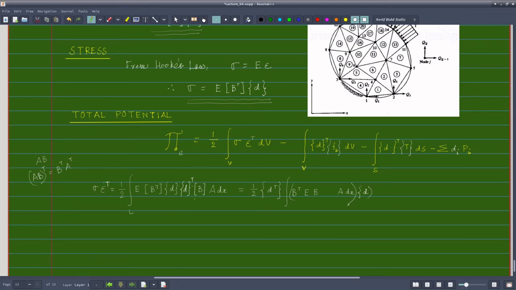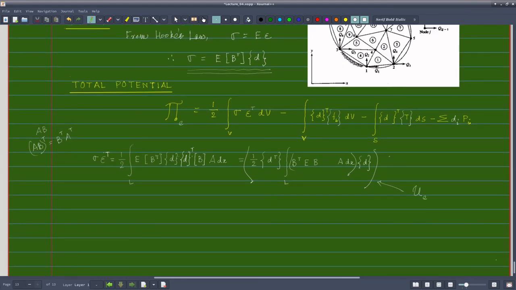Now what I do is I take this D transpose outside into integration of this B transpose E B times A dx, this integral, then multiplied by my nodal displacement vector D. Okay, this is my potential energy. This whole thing is my potential energy of the element. All right, this whole thing is my capital U of the element.